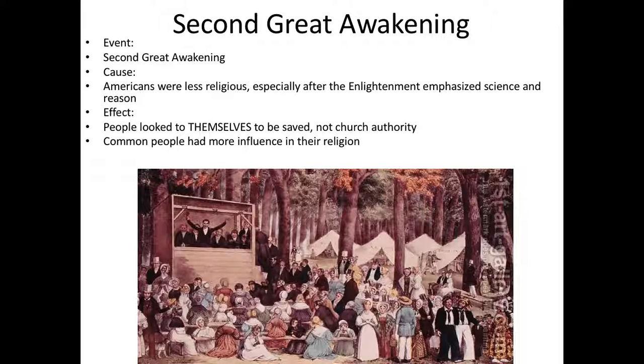This is the rise of the common man in religion. So in the same way that the Jacksonian period represented the rise of the common man in politics, the Second Great Awakening, because it emphasized personal salvation through yourself, represents the common man's rise in religion.